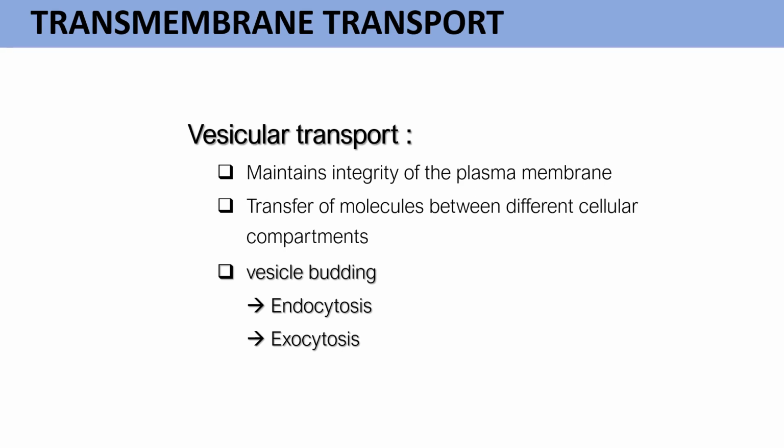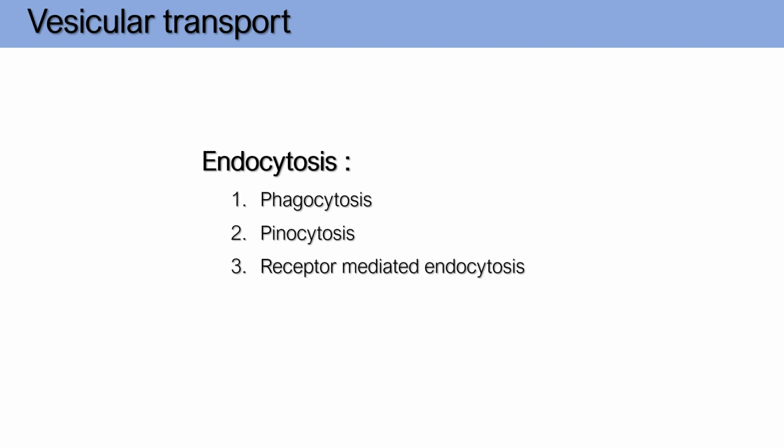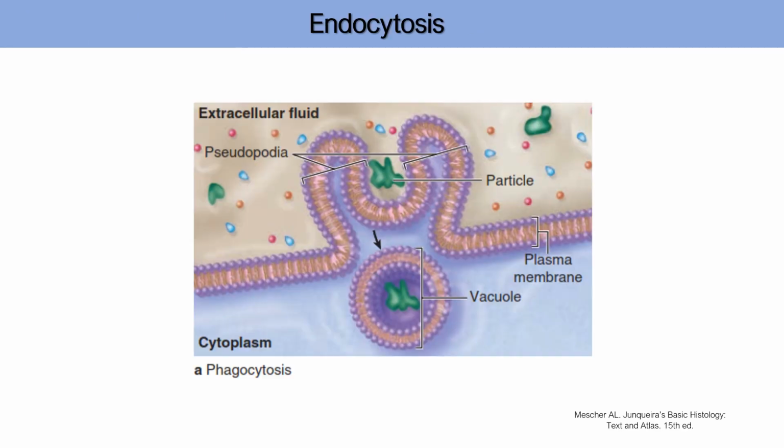Endocytosis is the general term for processes of vesicular transport in which substances enter the cells. Endocytosis can occur in three ways: phagocytosis, pinocytosis, and receptor-mediated endocytosis. This image shows the process of phagocytosis. Phagocytosis means cell eating, which is the process of ingesting particles such as bacteria or the remains of dead cells. This activity involves macrophages and neutrophils.